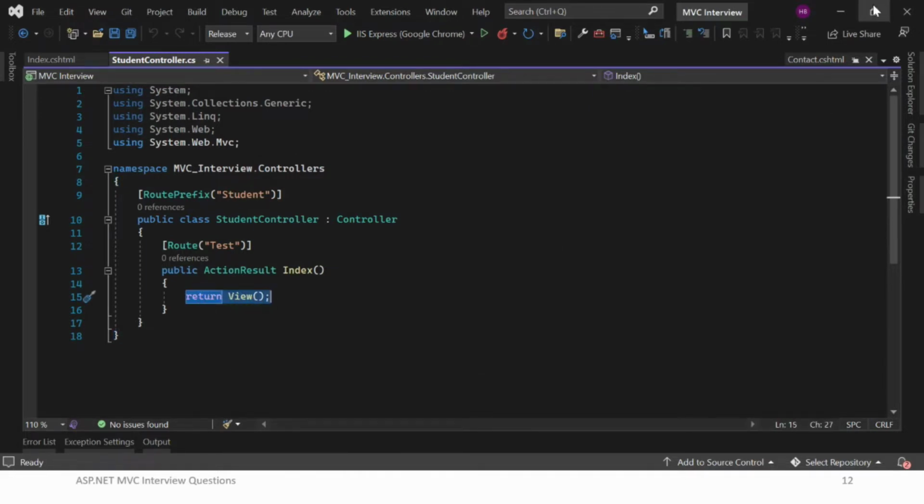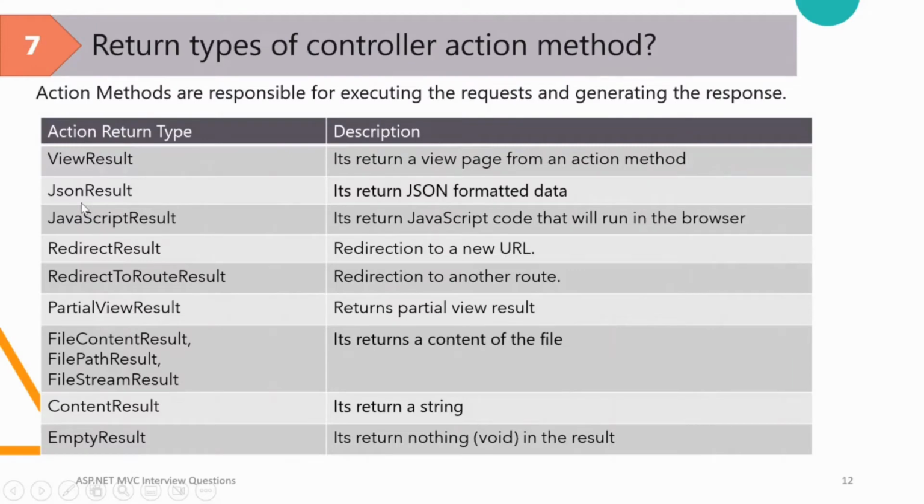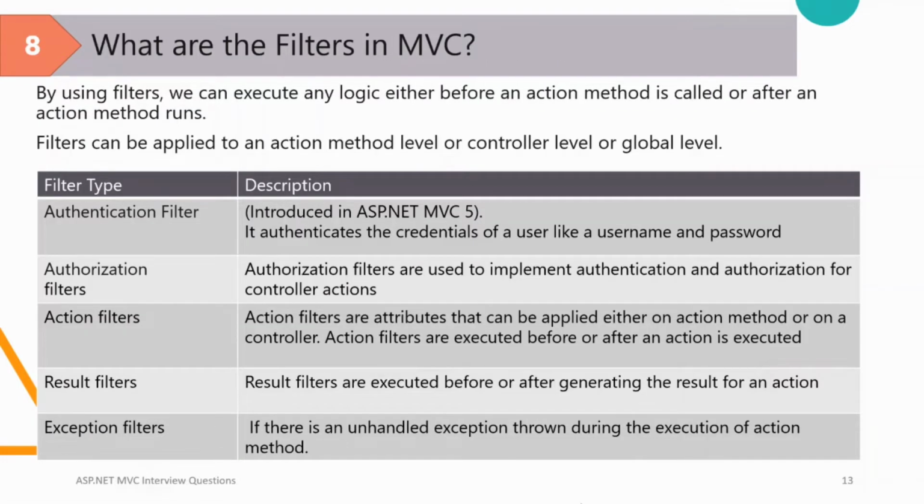Like this, we can also return JSON result, JavaScript result, RedirectToRoute result, partial view result, file content result, and empty result. Next question, what are the filters in MVC?